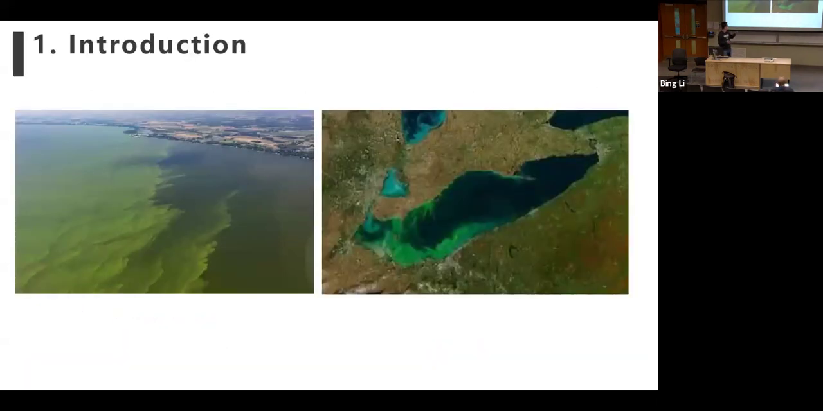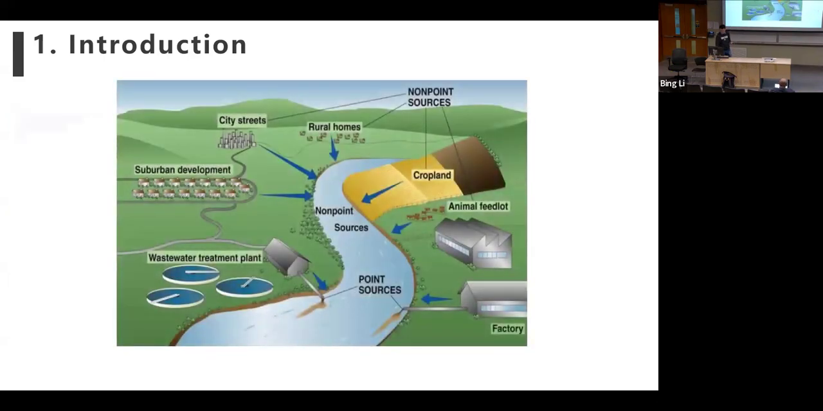So a little bit of background. Eutrophication has been a really important problem in Ontario and has caused millions of dollars in economic loss. So it's very important for us to understand the sources, where these nutrients come from. Those nutrients and effluents have been classified into two classes: point sources and non-point sources.